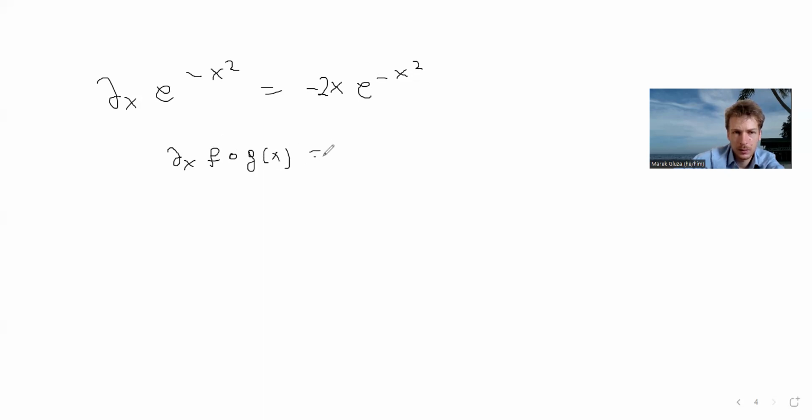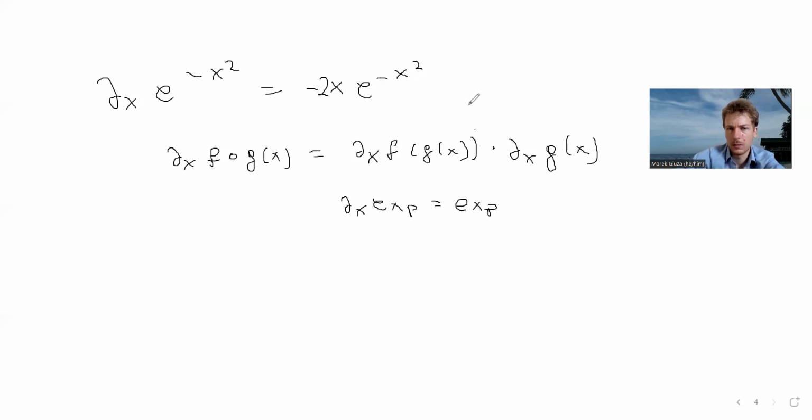So the derivative of g of x is d/dx f of g of x times the derivative d/dx g of x. Yeah. So because the derivative d/dx of x is x, then we have this. Okay, so this is the derivative.